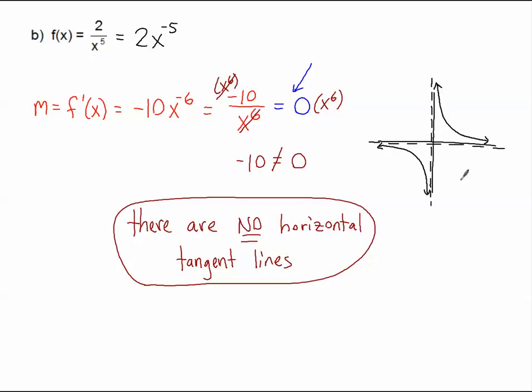And we can see there are no points on this graph where we are changing from decreasing to increasing or increasing to decreasing. There are no peaks and there are no valleys. So therefore, there are no spots where the tangent line would be 0, have a slope of 0. No horizontal tangent lines.